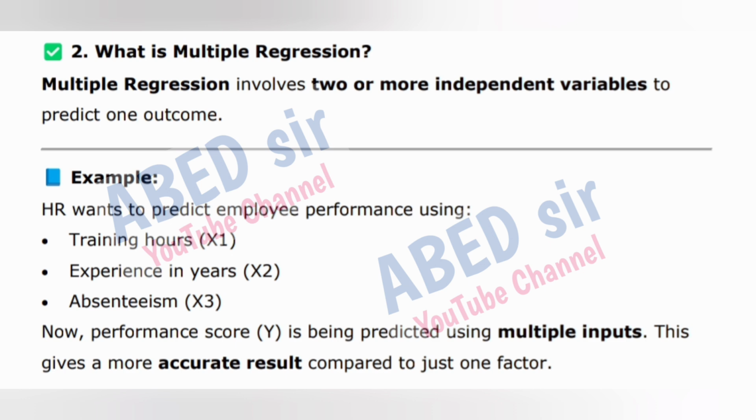2. What is multiple regression? Multiple regression involves two or more independent variables to predict one outcome. Example: HR wants to predict employee performance using training hours, X1, experience in years, X2, absenteeism, X3. Now, performance score, Y, is being predicted using multiple inputs. This gives a more accurate result compared to just one factor.